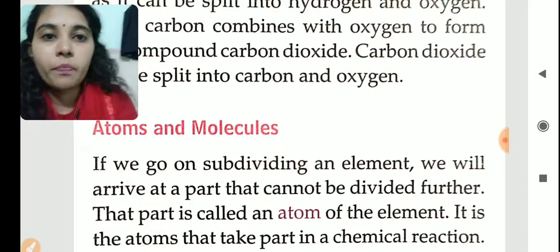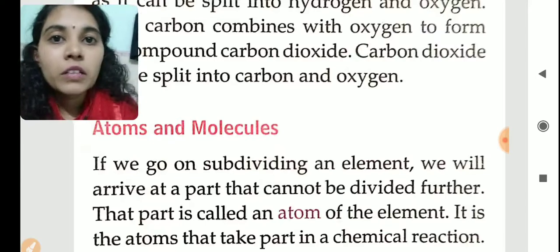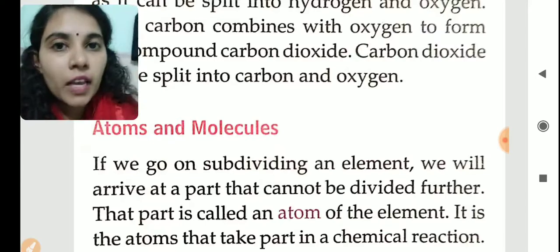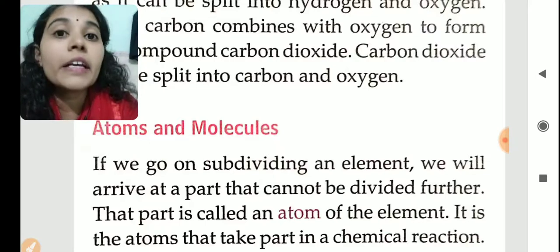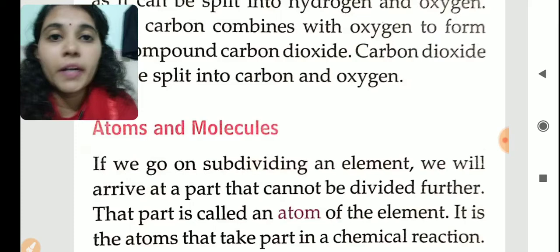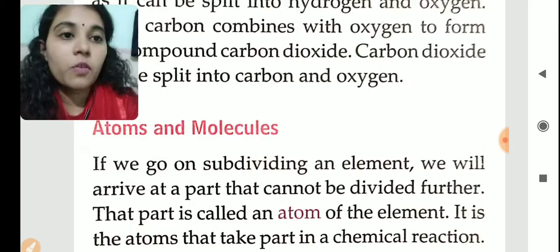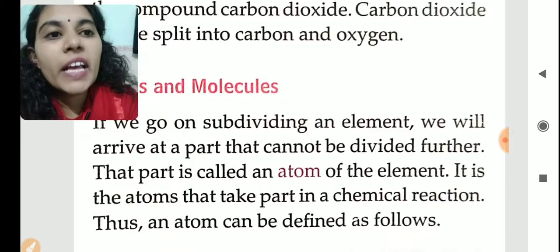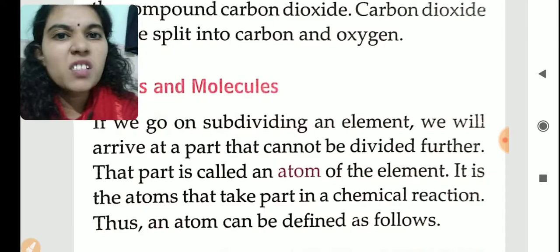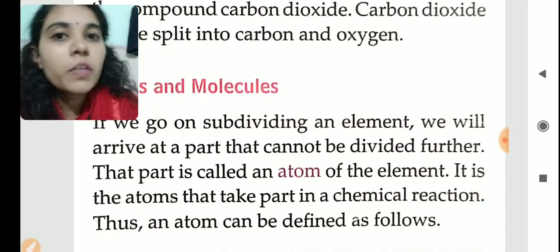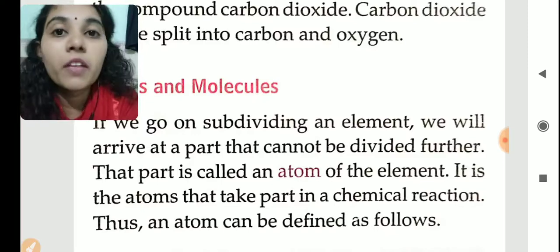That is an atom. What is an atom? The indivisible part of an element is called an atom, or the simplest part of an element is called an atom. Okay. Atoms will not exist freely in nature because they are very unstable. They will disappear very fast.